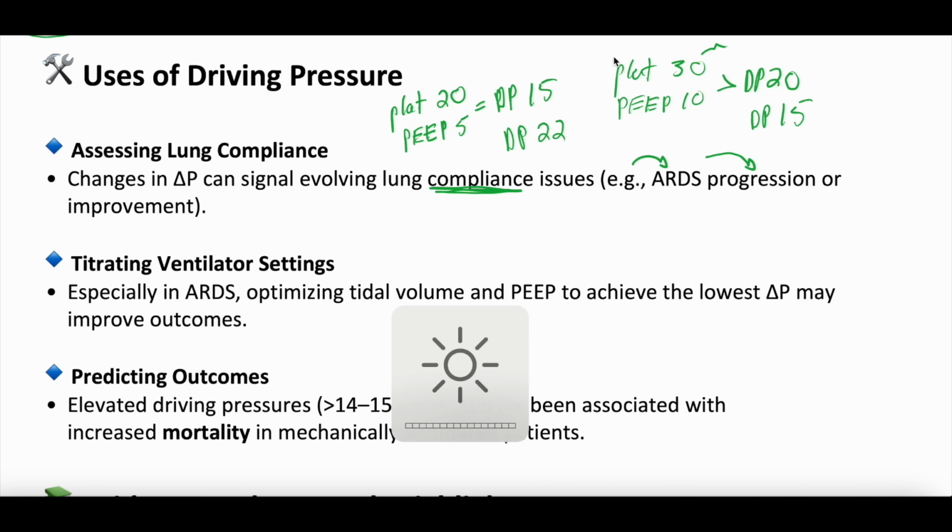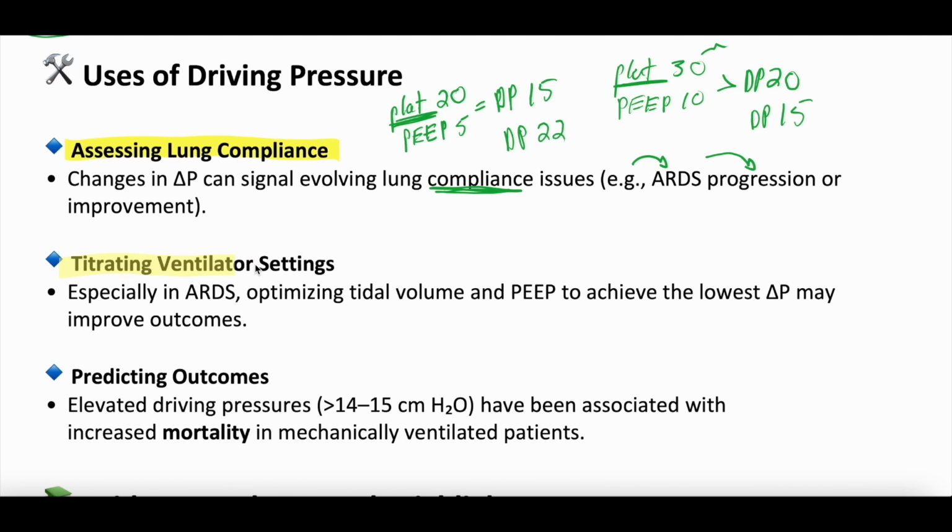Okay, so if you're not making adjustments, honestly, you can track the plateau pressure too. But a lot of times things are a little more complex, and driving pressure can be a helpful surrogate. It can be an indication of how the lungs are evolving from a compliance standpoint, either worse or better. Okay, so that's assessing lung compliance.